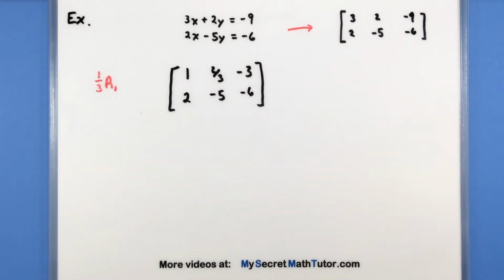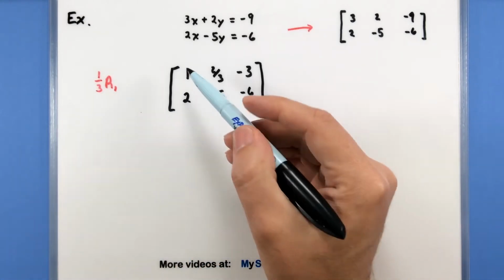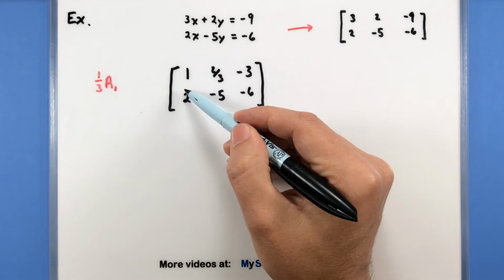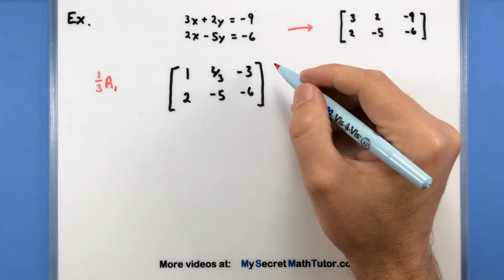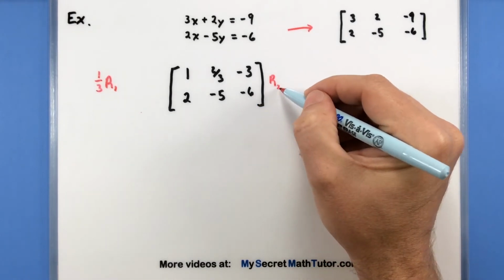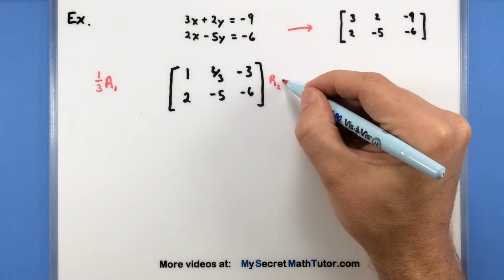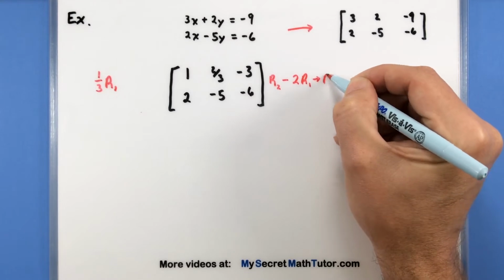Okay, so that looks pretty good. We've taken 1/3 of row 1. We have a new matrix. Now we want to continue on. Since we have a 1 here, now we want to get zeros everywhere else. To get those zeros, we're going to use a process of combining and replacing. So I'm going to take my second row, row 2, and we're going to subtract twice my row 1, and that'll become my new row 2.